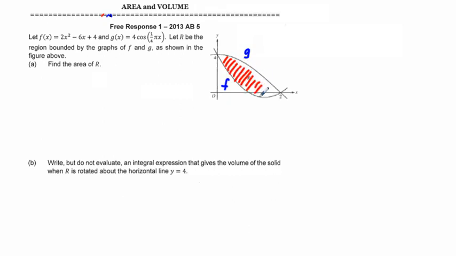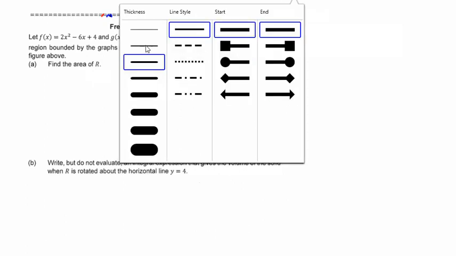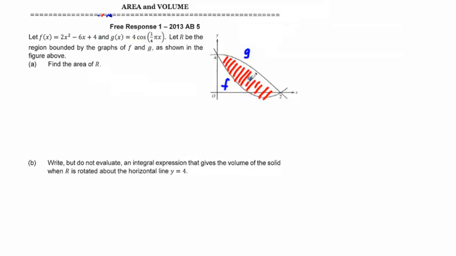Okay, there it is. And our area is going to be set up by the integral of the top minus the bottom. So area is going to be, and our limits of integration are going to be from 0 to 2. So we have 0 to 2, and we're going to have g of x minus f of x dx.